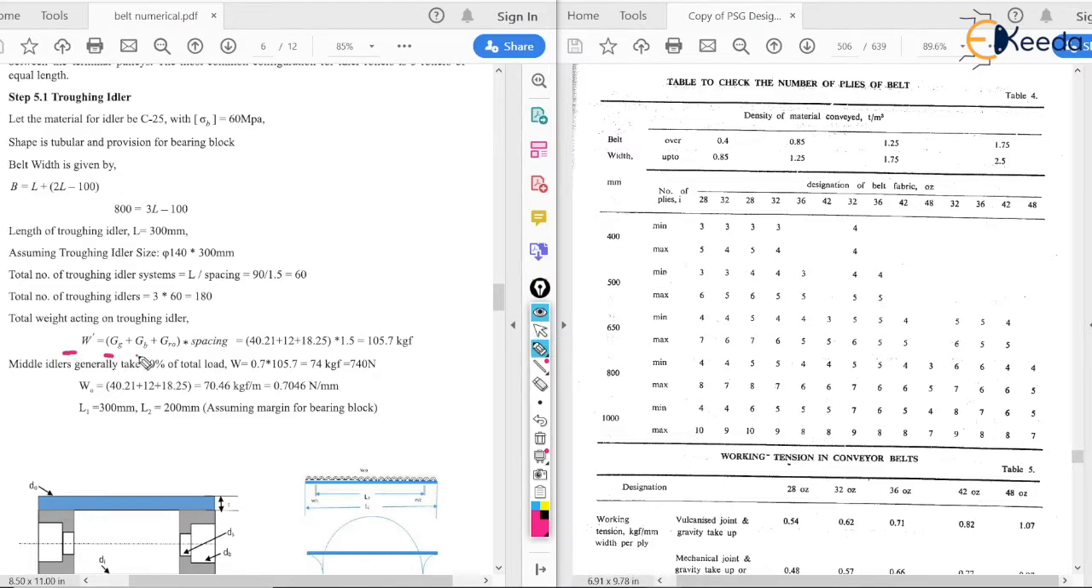Now the total weight acting on the troughing idler is W dash, which is equal to GG plus GB plus GRO times spacing. All these values we have already calculated, so we are going to replace them, multiplied by spacing. Then we get the value, that is 105.7 kgf.